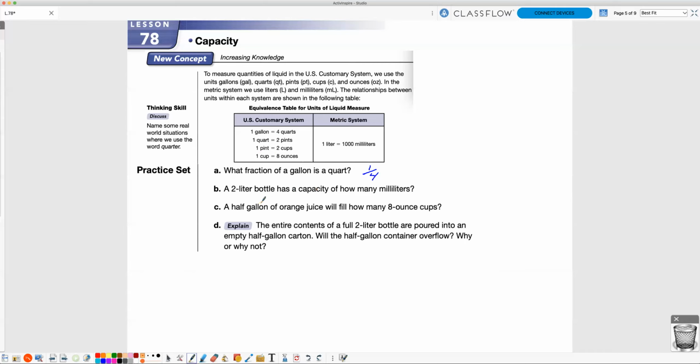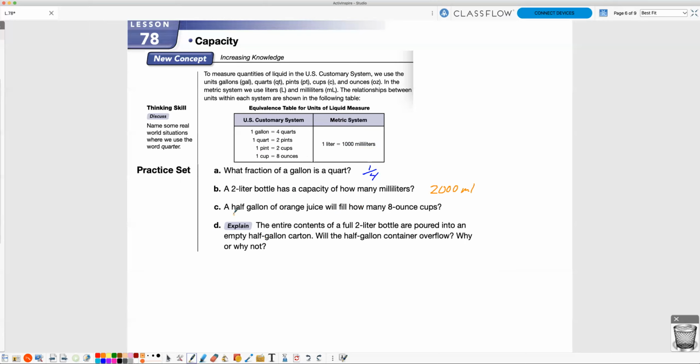Letter B, a 2-liter bottle has a capacity of how many milliliters? So if you know that 1 liter equals 1,000 milliliters, you now know how many 2 liters is. And you should have answered 2,000 milliliters.